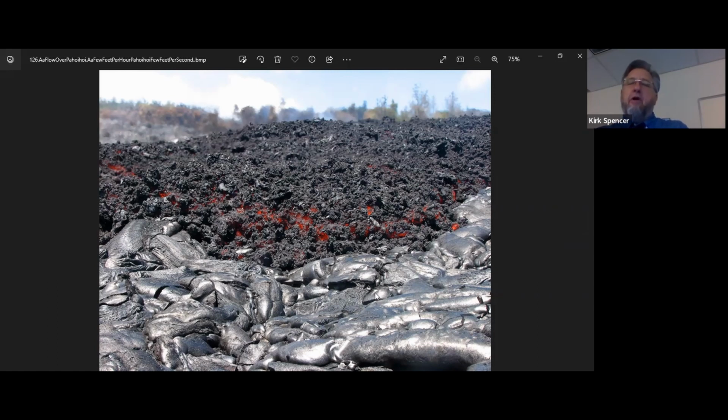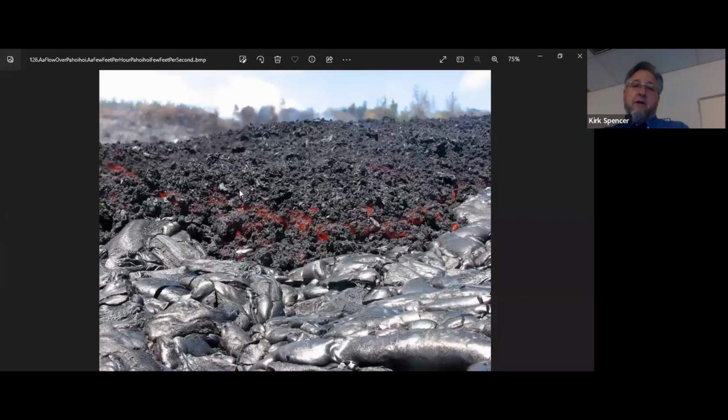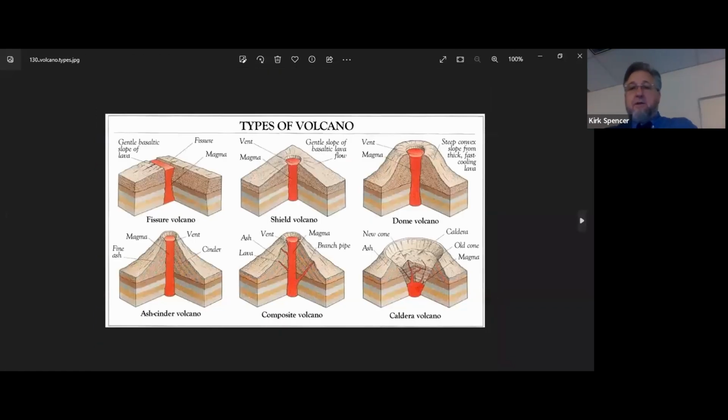So pahoehoe flows are quite rapid, feet per second. Aa flow, feet per hour or more, and so on. I'm not going to show you a whole lot of aa flows because they're really boring. It's just a pile of rocks. I showed you this one because you can actually see the molten core a little bit along the edges.